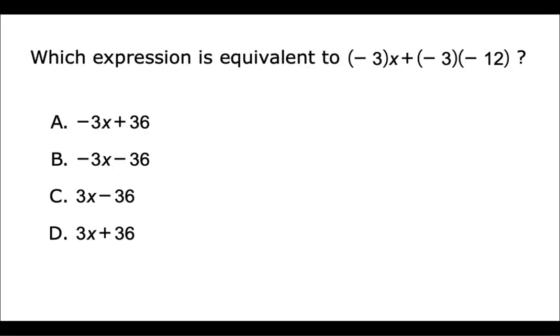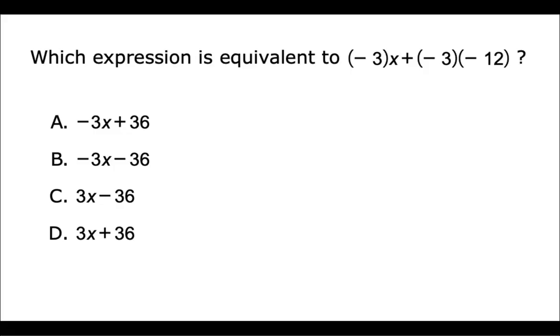Which expression is equivalent to, in parentheses, negative 3 times x plus, in parentheses, negative 3 times, in parentheses, negative 12. And the choices are A, negative 3x plus 36. Choice B, negative 3x minus 36. Choice C, 3x minus 36. And last choice D, 3x plus 36. Go ahead and pause this video and figure out the answer.